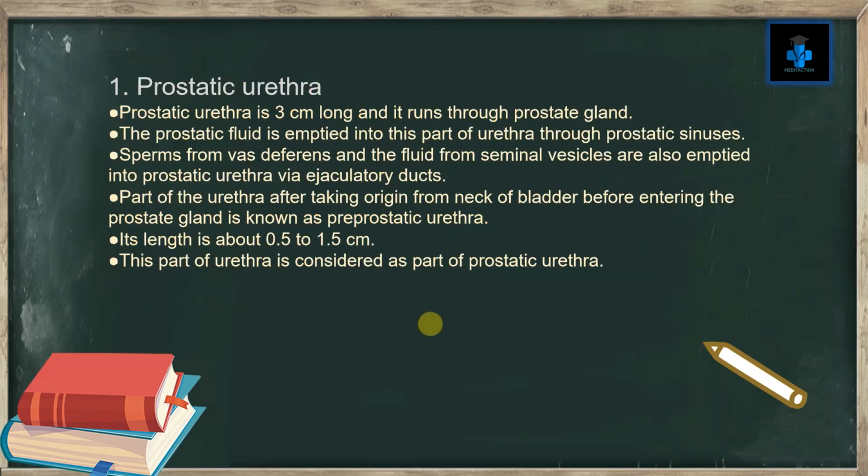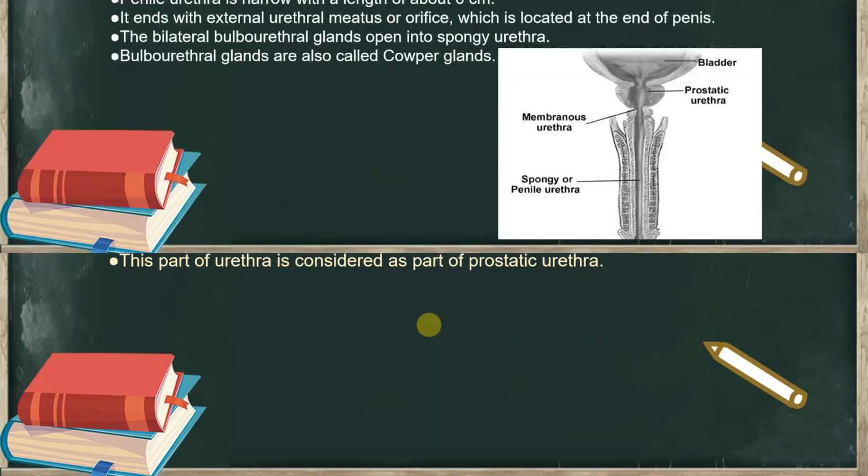First, let's discuss the prostatic urethra. Prostatic urethra is 3 cm long and it runs through the prostate gland. The prostatic fluid is emptied into this part of the urethra through prostatic sinuses. Sperms from the vas deferens and the fluid from seminal vesicles are also emptied into the prostatic urethra via ejaculatory ducts. The part of the urethra after taking origin from the neck of the bladder, before entering the prostate gland, is known as pre-prostatic urethra. Its length is about 0.5 to 1.5 centimeters. This part of the urethra is considered as part of the prostatic urethra.